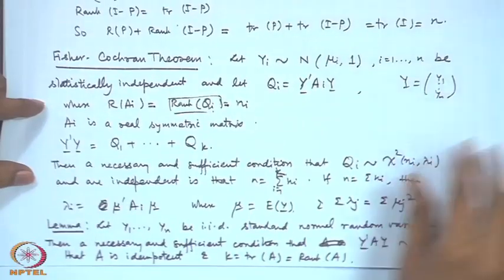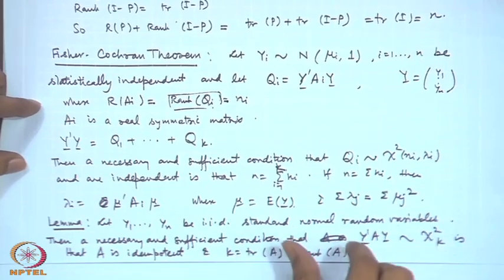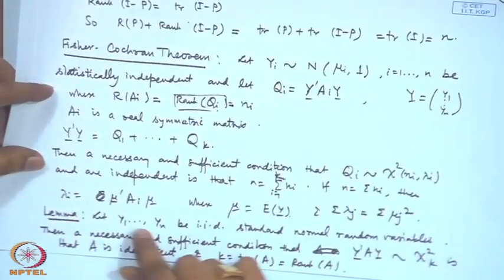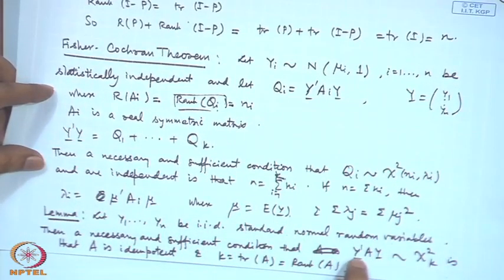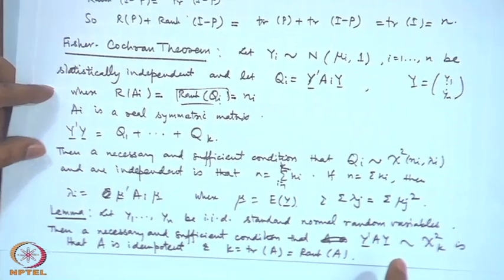For that purpose, I stated the Fisher-Cochran theorem and another lemma, which is saying that y prime A y will have a chi-square k distribution. So this is giving a necessary and sufficient condition that if we are having standard normal random variables, then if I consider y prime A y, that is a quadratic form, this will have chi-square k. We know that y prime y has a chi-square k, but if I consider any A here, then for idempotent matrix this will be true.